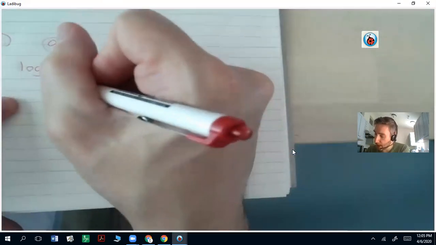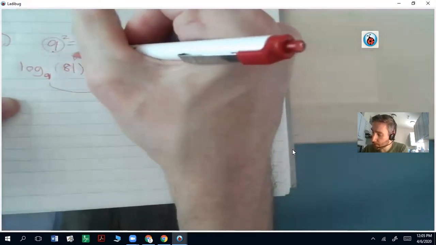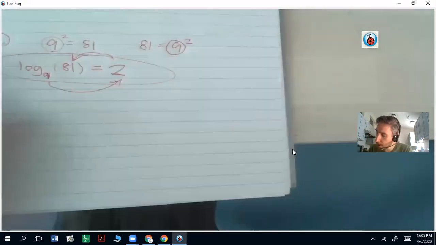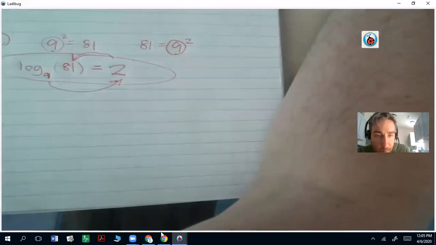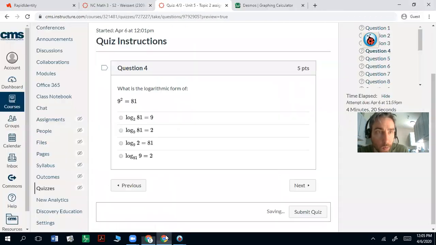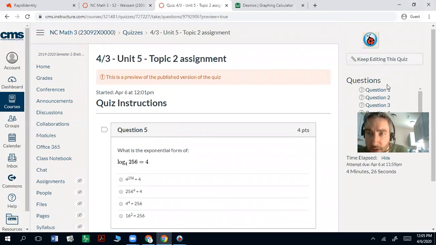So you just kind of split them up. And the way you read that is 9 squared, you kind of go out, and then you come back, equals 81. So it should be log base 9 of 81 equals 2. All right, let's look at a couple more. Let's see, 5. 5's a lot like that, so I'll leave that one alone.